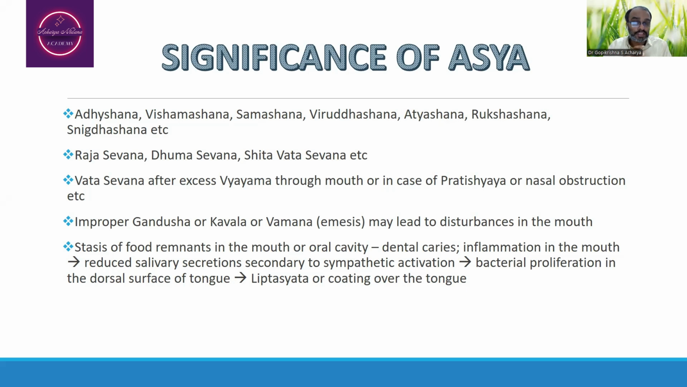Then comes the Viruddhashana, the consumption of incompatible food substances together. For example, consumption of milk and fish together. Milk is considered to be shita virya, whereas fish is considered to have ushna virya. So here it is virya viruddha ashana. Similarly, if the person is going to consume honey and ghee together in equal quantities, that is what we can say Viruddhahara.